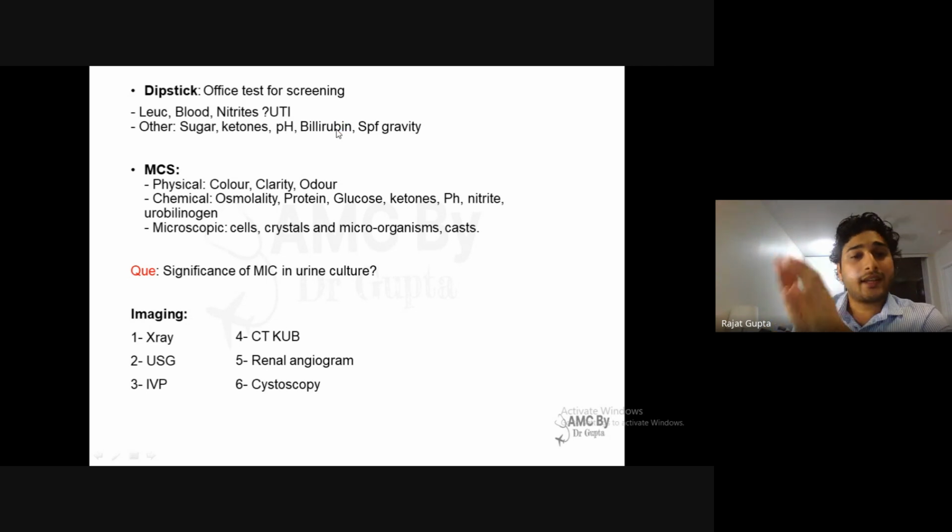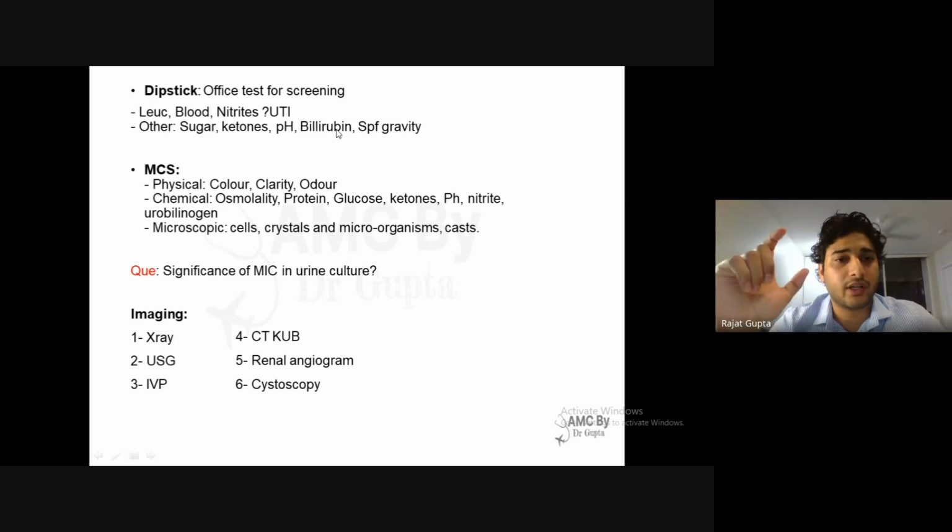The next test is urinary microscopy and culture sensitivity, MCS. For MCS, there are different samples you can collect. We want a sterile sample. We don't want contamination, because then the culture results will be different. So it should be a midstream clean catch.